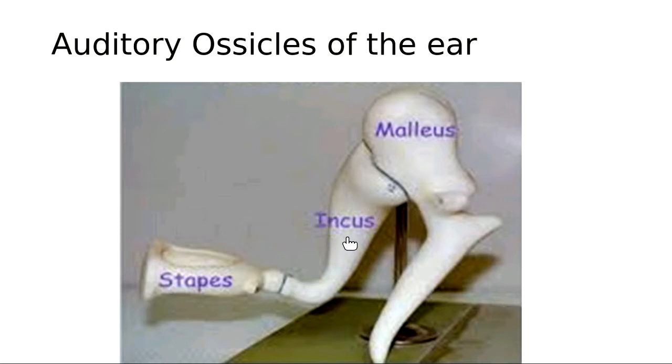This is the incus. So when the tympanic membrane vibrates, the vibrations transfer to the malleus, then to the incus, and then to the stapes, which does look like a stirrup. And that stapes vibrates and sends shock impulses or wave fronts into your inner ear for hearing. So these three bones are collectively called the auditory ossicles. Individually, malleus, incus, and stapes. And that's the end of this PowerPoint.